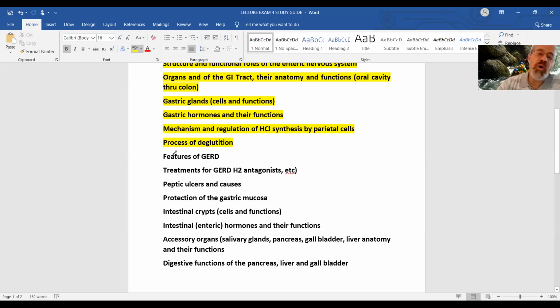Once we swallow, of course, we have those sphincters in the esophagus, the upper and lower. We spoke about a condition that is related to a defect in the lower sphincter. So you should know a bit about what GERD is, and of course how it can be treated.